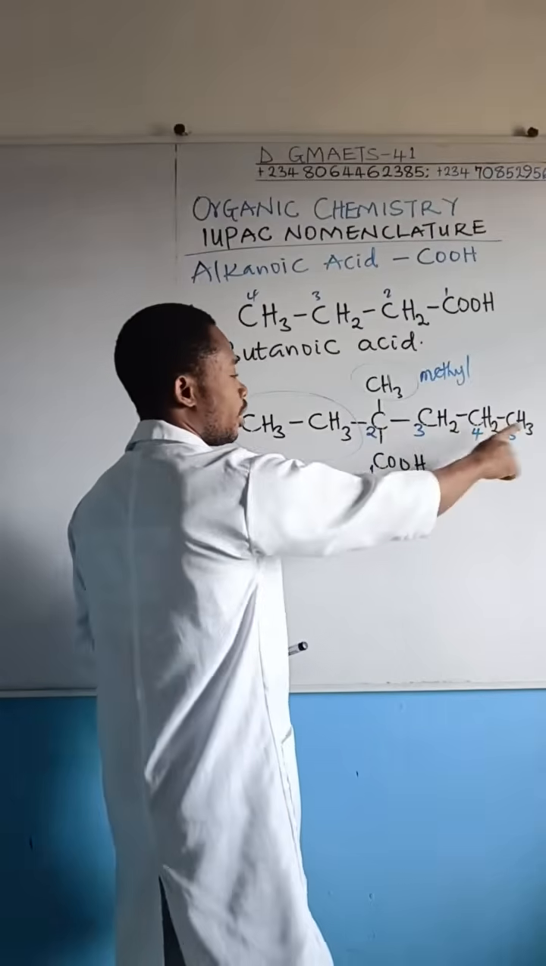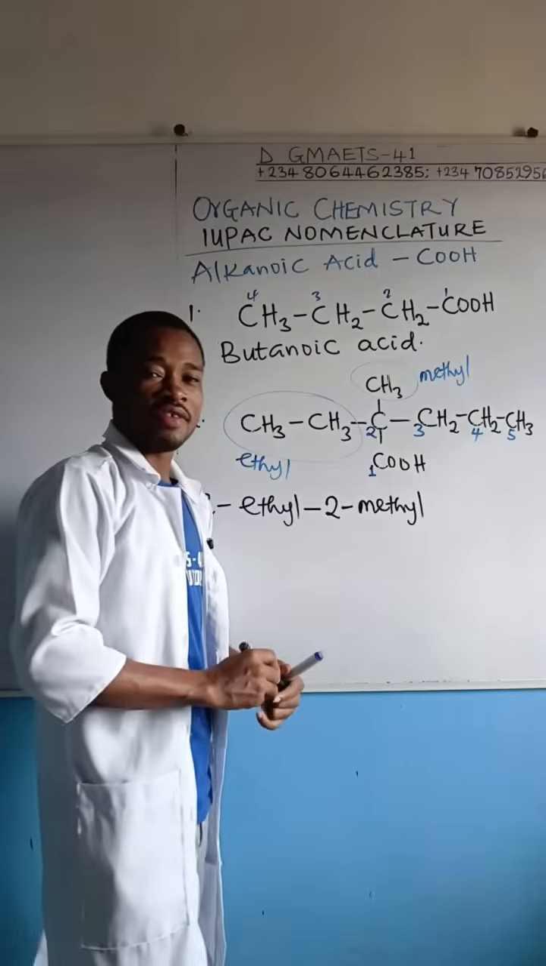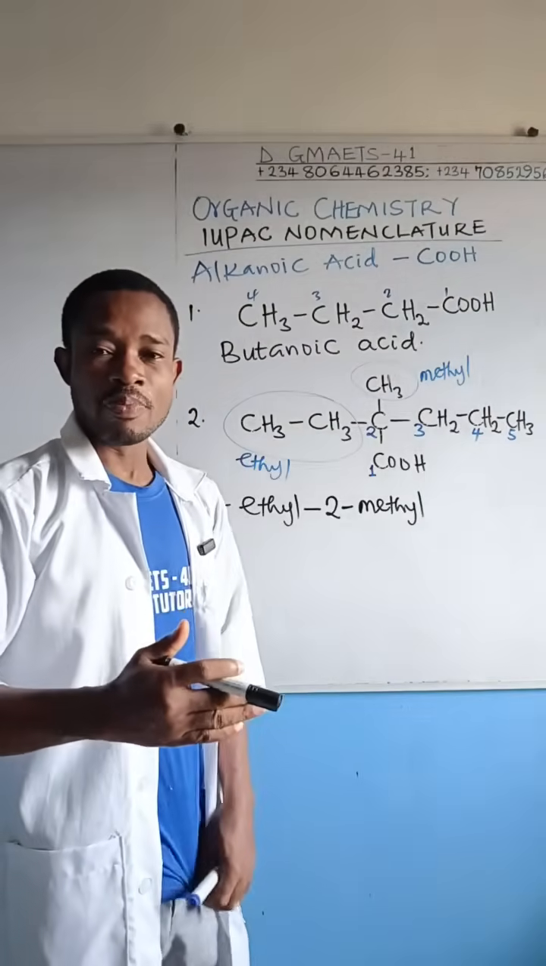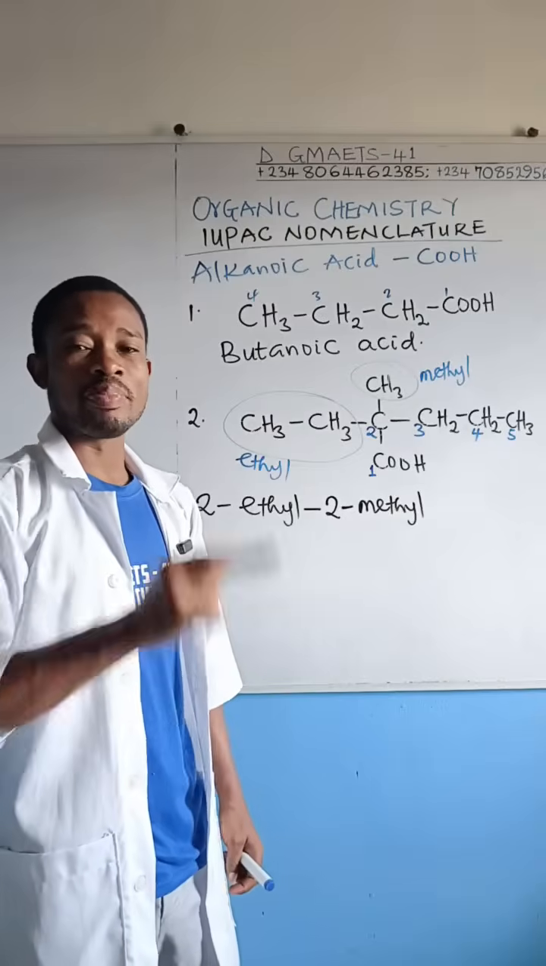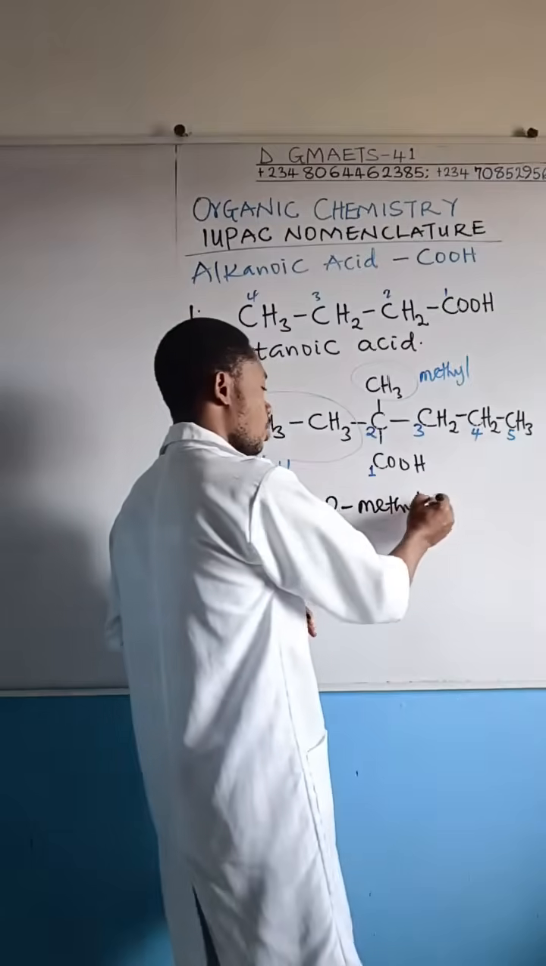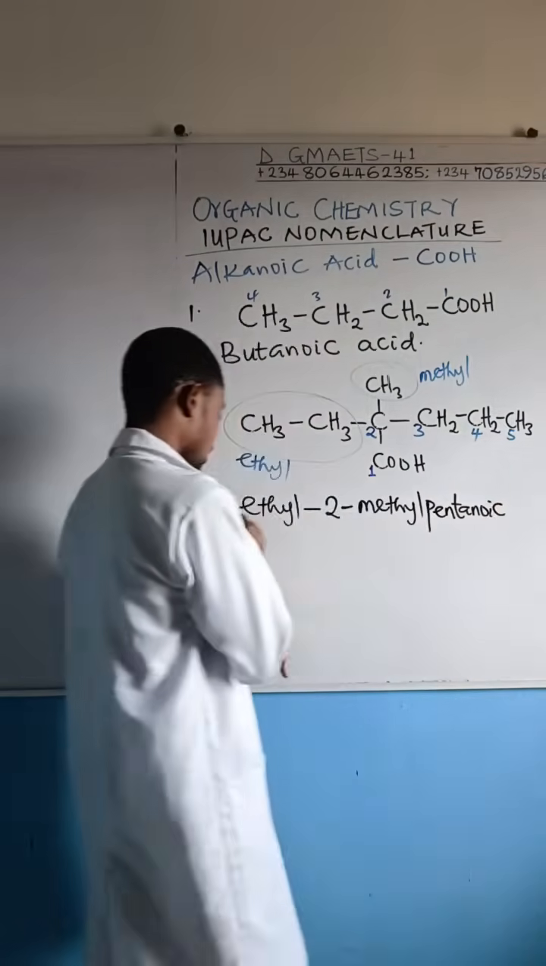The longest carbon chain of this alkanoic acid group is 5, and for 5, the prefix is pent. The prefix is pent because this guy is an alkanoic acid. It will now be pentanoic acid.